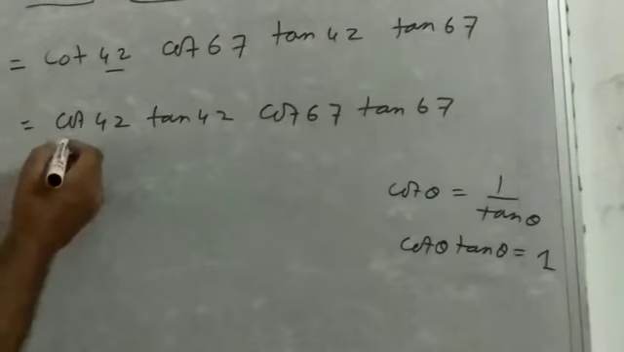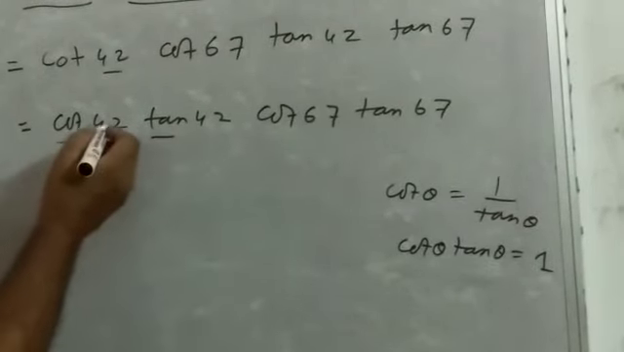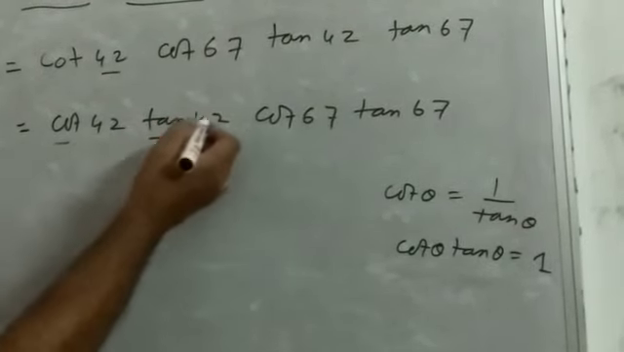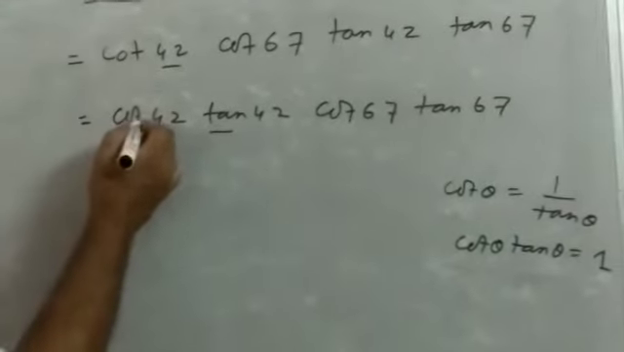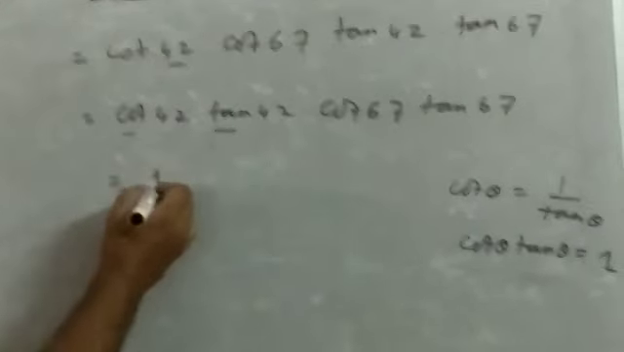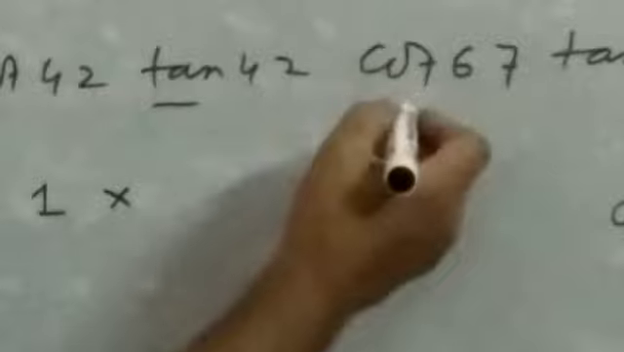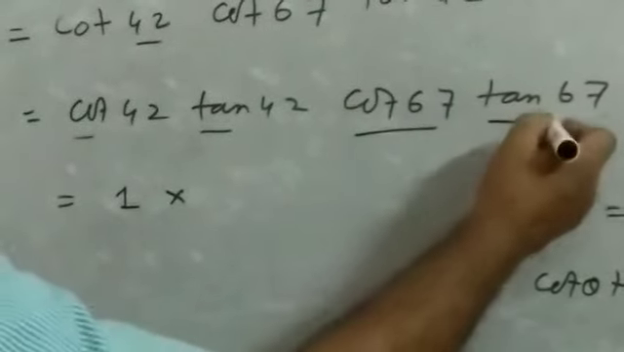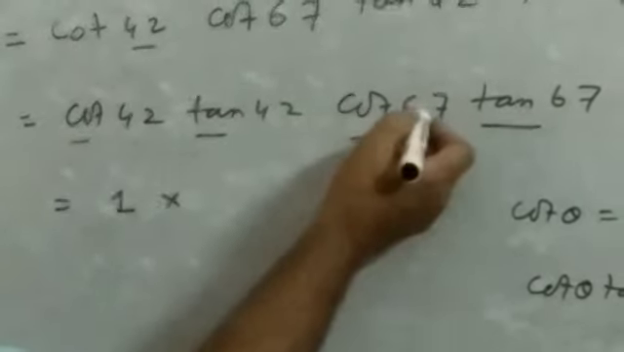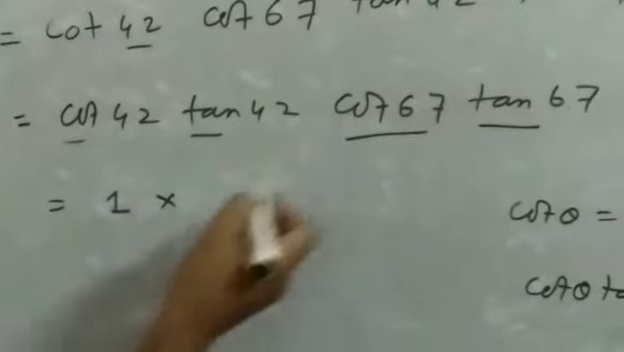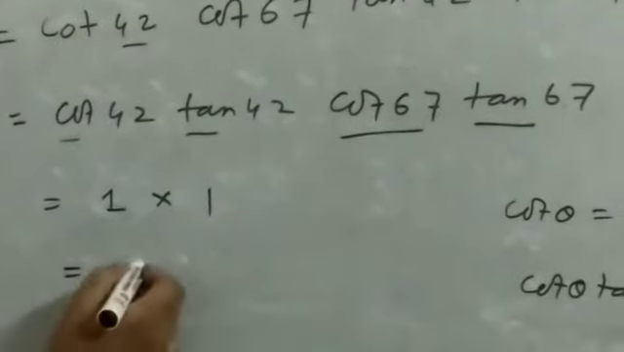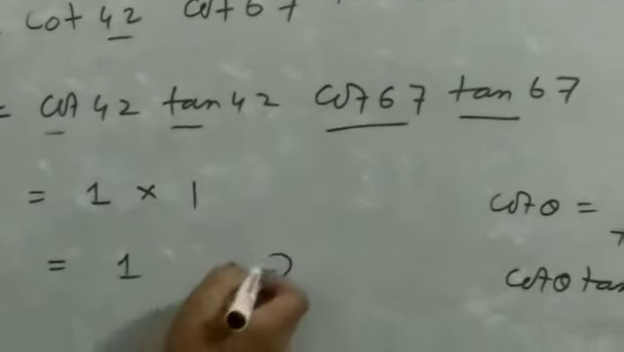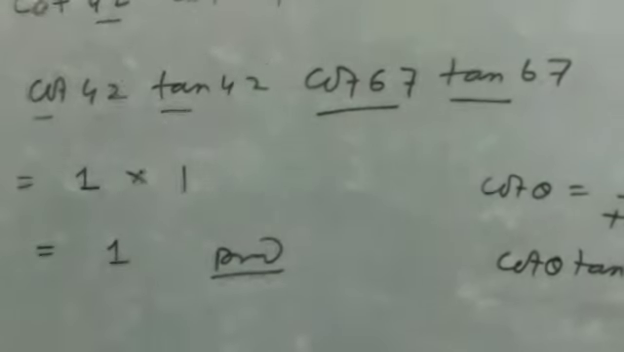Then here you see cot and tan are opposite, their angle is same. Condition is that the angle should be same. Then this cot 42 into tan 42 we can write 1. Then cot 67, tan 67, here also cot into tan, angle is same. So this and this term product is 1. 1 into 1 is equal to 1. So it is proved.